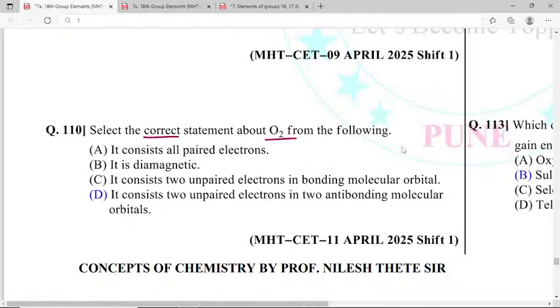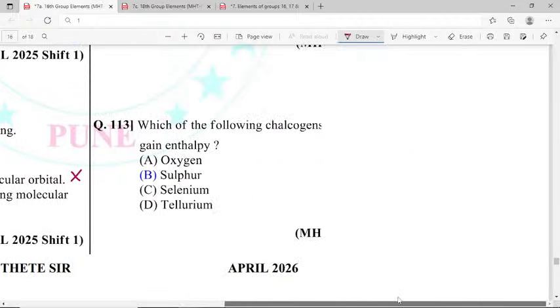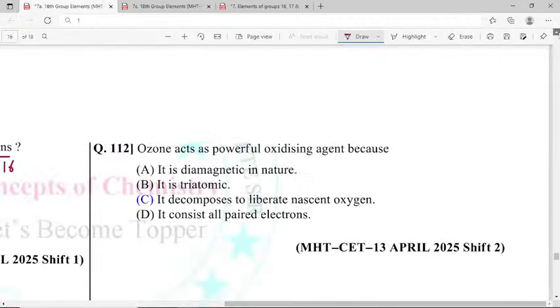Select the correct statement. Oxygen consists of all paired electrons? No, it has 2 unpaired electrons. Diamagnetic? No, it is not diamagnetic, it is paramagnetic. It consists of 2 unpaired electrons in bonding molecular orbitals? No, it is not bonding, it is anti-bonding. It consists of 2 unpaired electrons in anti-bonding orbitals. Yes, this is the correct statement. Please mention the correct statement. This is a very important question for 2026.